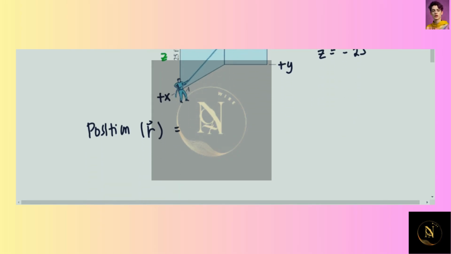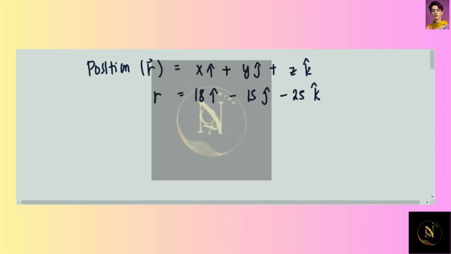Okay, so how do we write that in position vector form? Well, we will have it as x i hat plus y j hat plus z k hat, where i, j, and k hats represent the directions. So the x value is 18, the y value is negative 15, and the z value is negative 25. So this is the position vector r.